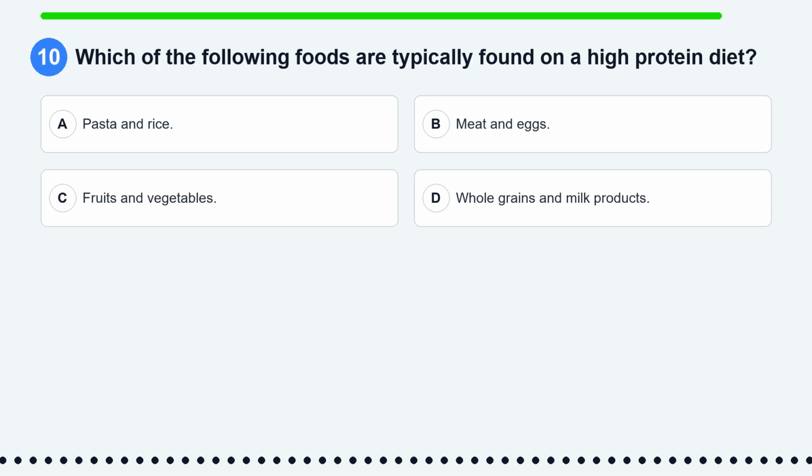Question 10. Which of the following foods are typically found on a high-protein diet? Option A, pasta and rice. Option B, meat and eggs. Option C, fruits and vegetables.